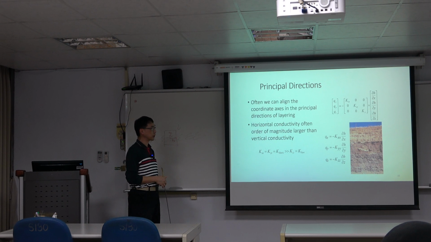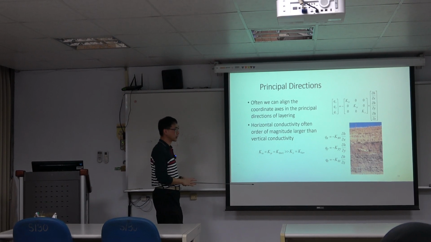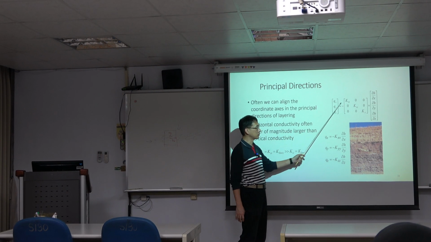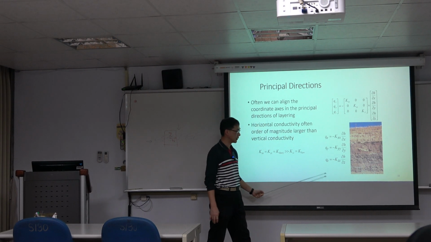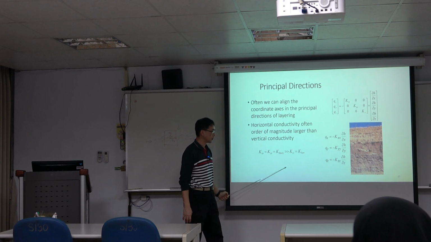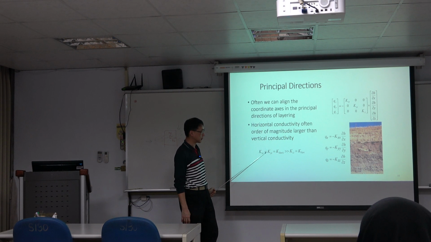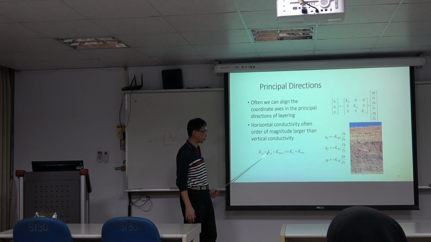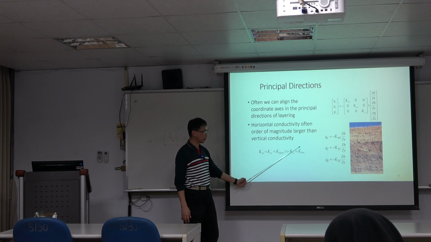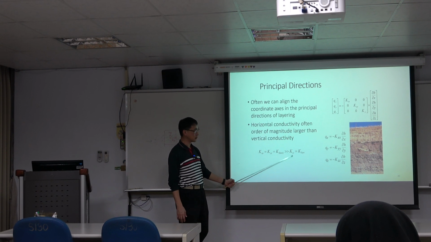And for the principal directions, we can separate them like this, so they will only have Kx, Ky, and Kz, okay? And for groundwater hydrology, we commonly assume Kx equal to Ky, equal to the horizontal K, and they will be much larger than Kz, or K vertical.